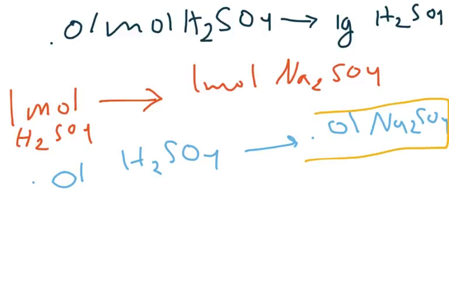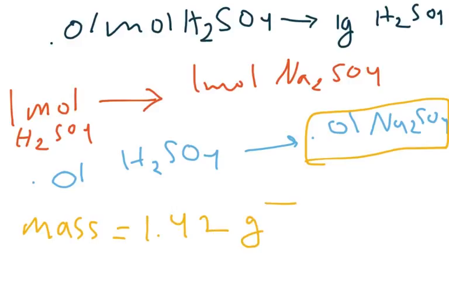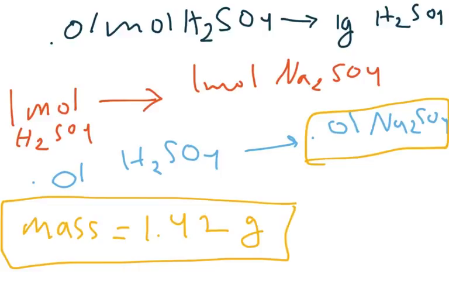We need to get the grams for this. So the final answer that you should have is this. The mass of Na2SO4 should be 1.42 grams. You can check your answer and actually talk to me later.